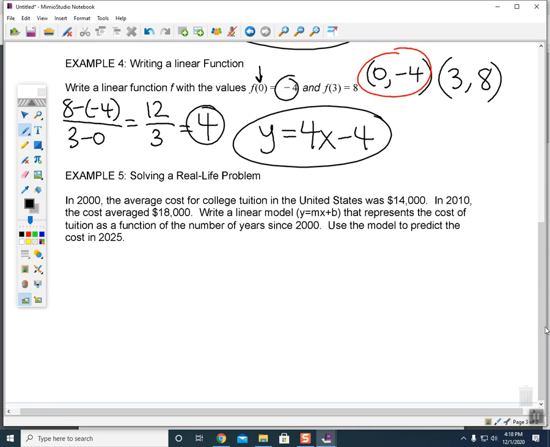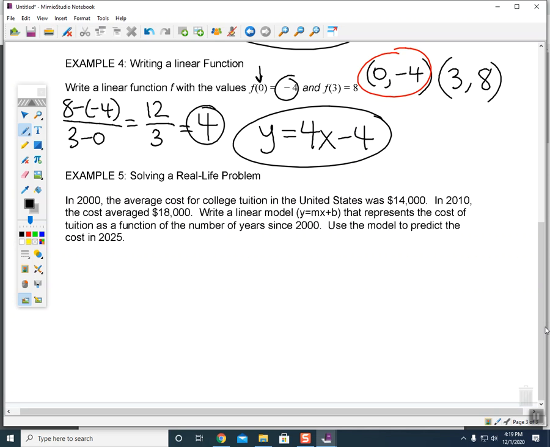Last one here. In 2000, the average cost for college tuition in the United States was $14,000. In 2010, the cost averaged $18,000. Write a linear model, y equals mx plus b, that represents the cost of the tuition as a function of the number of years since 2000. Use the model to predict the cost in 2025.